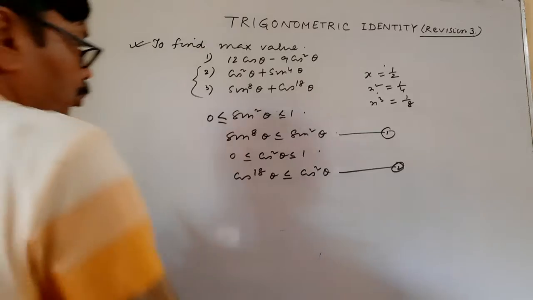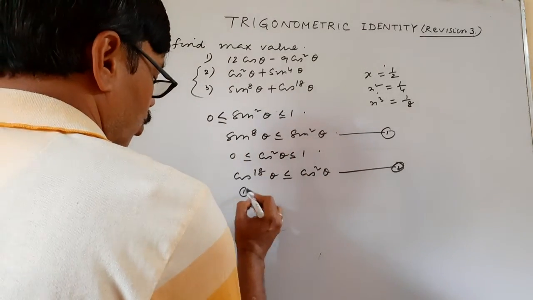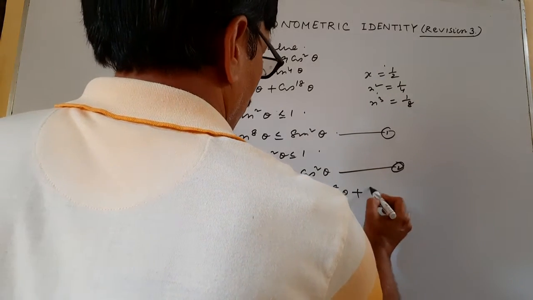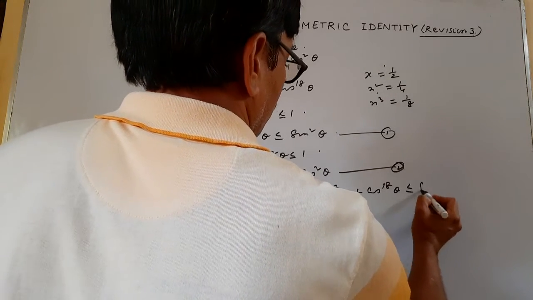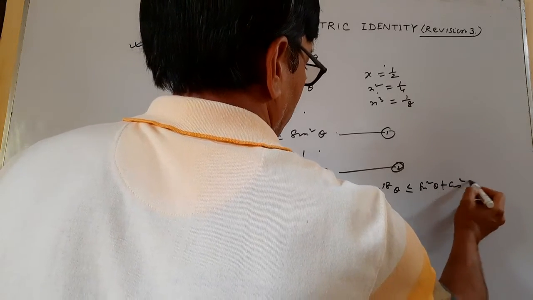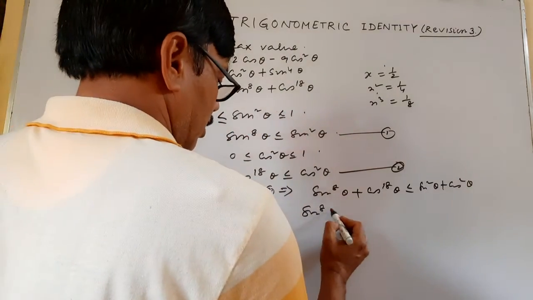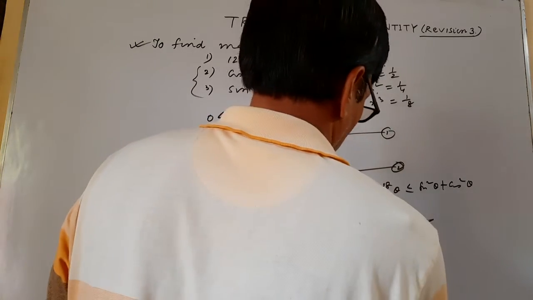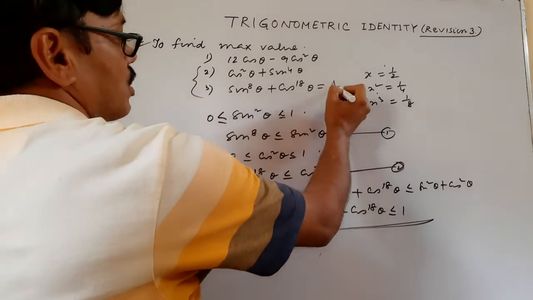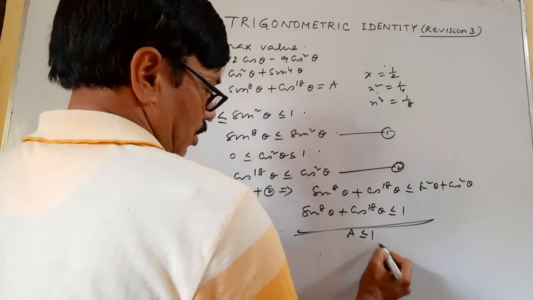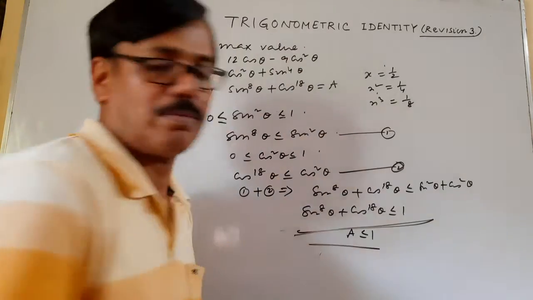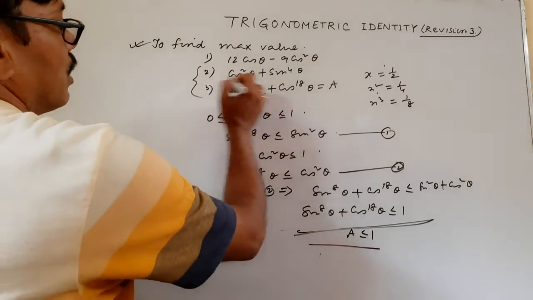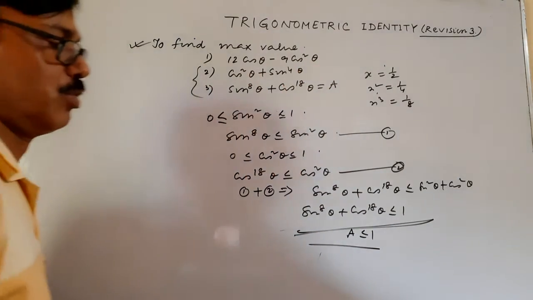So now if we add 1 and 2, 1 plus 2 implies sine to the power 8 theta plus cos to the power 8 theta is less than or equal to sine square theta plus cos square theta. So sine to the power 8 theta plus cos to the power 8 theta is less than or equal to 1. So what is the maximum value of this expression? The maximum value is 1.